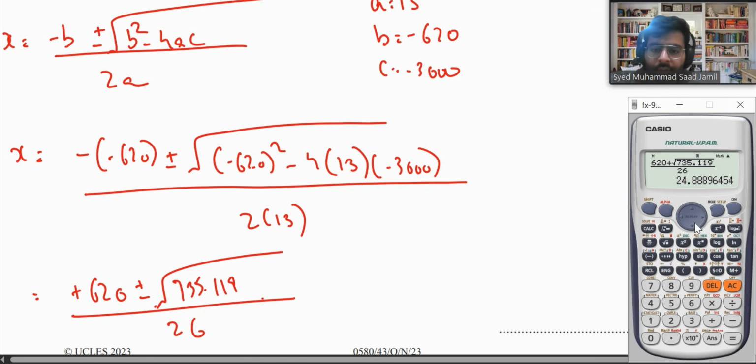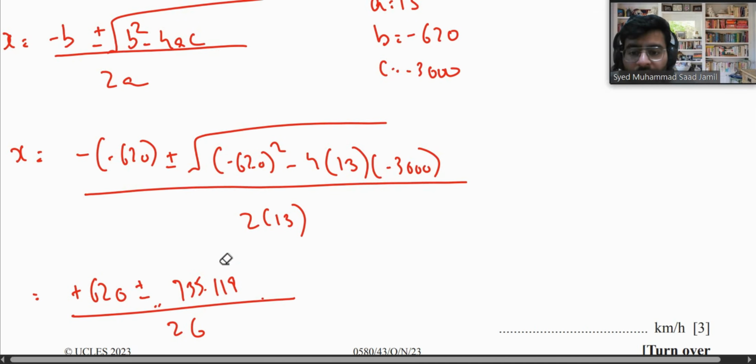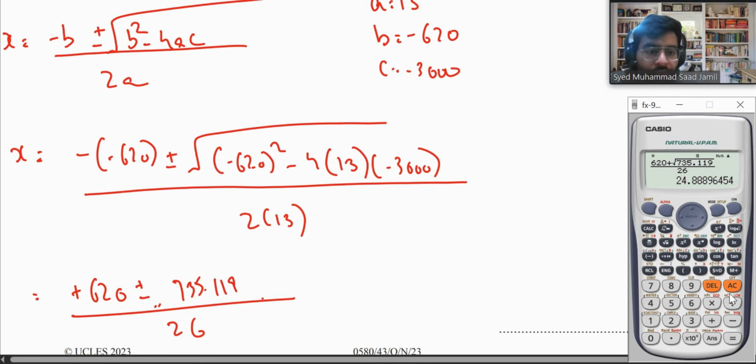24.88. I hope I have not made a mistake. Yes guys, I did make a mistake. You guys will not use under root 735 because I already under rooted it. Okay, so yeah, you won't under root it again, my bad. So 620 plus 735.119 upon 26, so you get 52.11.